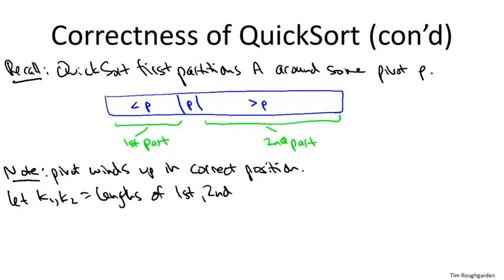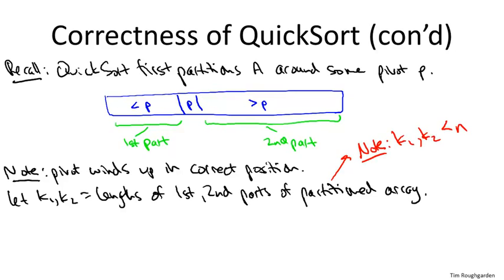Now to apply the inductive hypothesis, which you'll recall is a hypothesis about how Quicksort operates on smaller subarrays, let's call the length of the first part and the second part of the partitioned array K1 and K2, respectively. Now, crucially, both K1 and K2 are strictly less than n. Both of these two parts have length strictly less than that of the given input array A. That's because the pivot, in particular, is excluded from both of those two parts. So they can have at most n-1 elements. That means we can apply the inductive hypothesis, which says that Quicksort never makes a mistake on an array that has size strictly less than n.